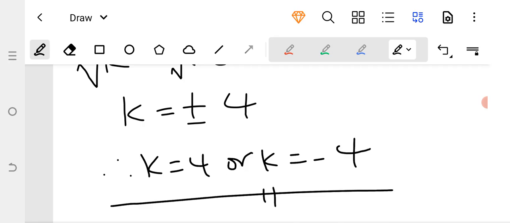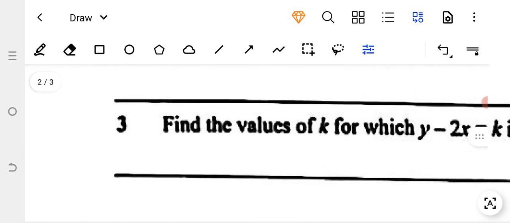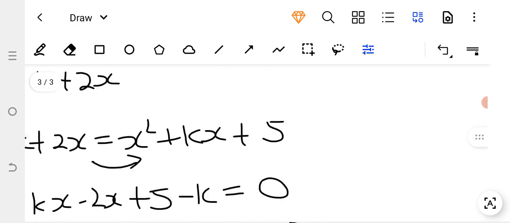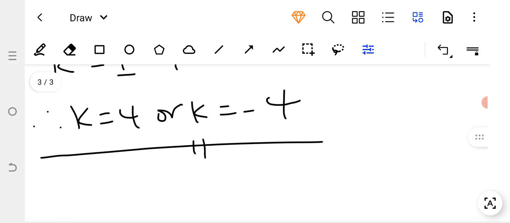And basically that's 4 marks for you. That's what they would expect you to do, and those are the values. Take note of the language: the values of k, not a range of values. So we found the values, negative 4 or positive 4.